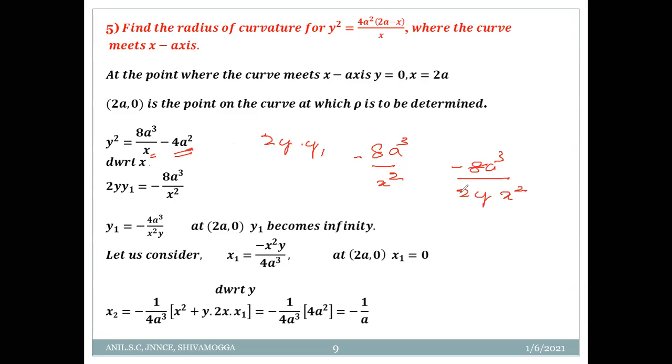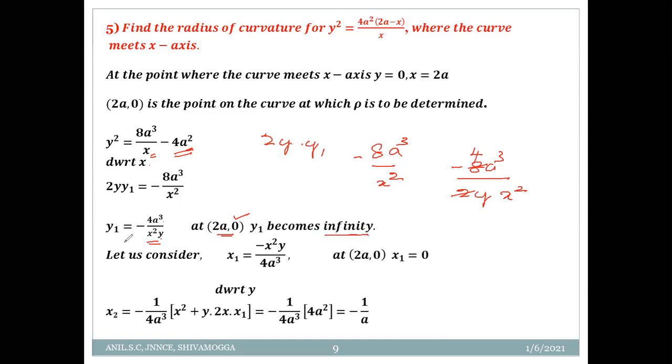This 8 is exactly divisible by 2. How many times? 4 times. Therefore, y1 is minus 4a cube divided by x square into y. And this is required at 2a comma 0. That means x is equal to 2a and y is equal to 0. When y is equal to 0, this denominator will be 0, and the numerator is a finite quantity. Any finite quantity divided by 0 is not defined. It is called infinity. Therefore, y1 will not exist.